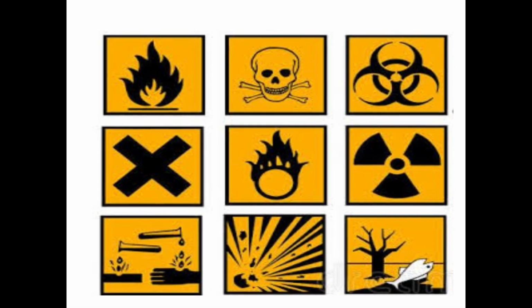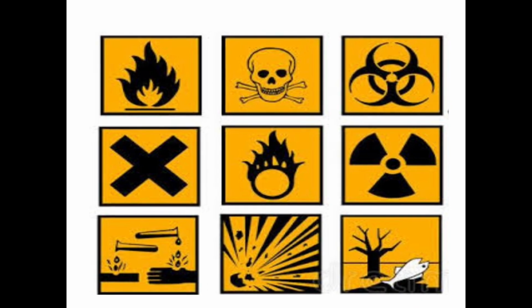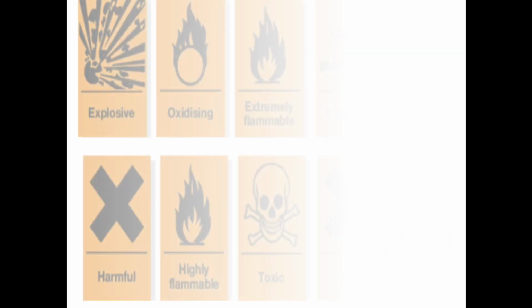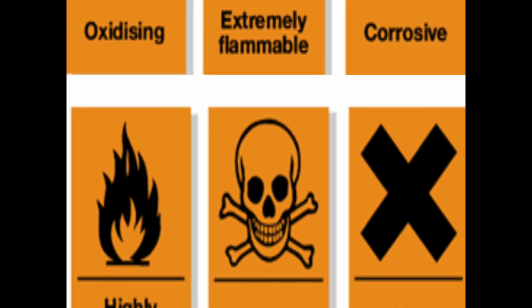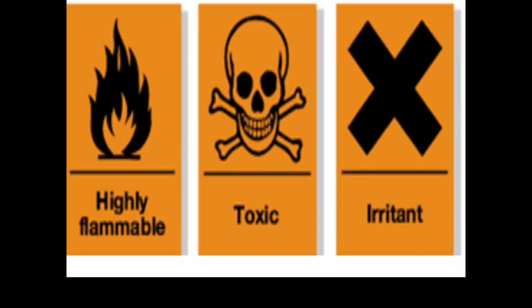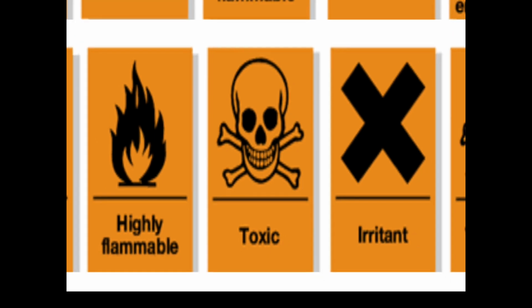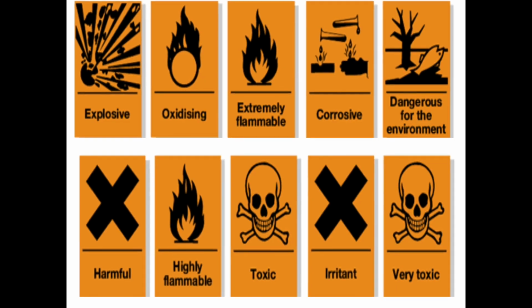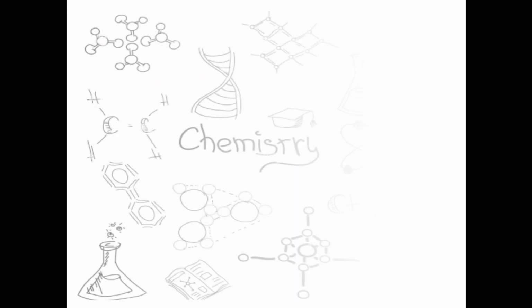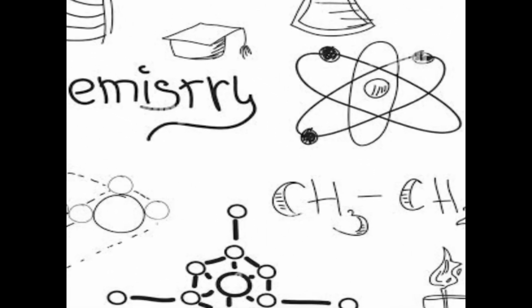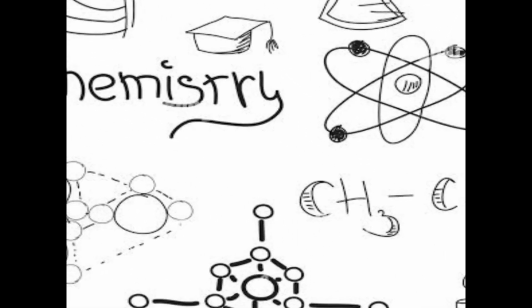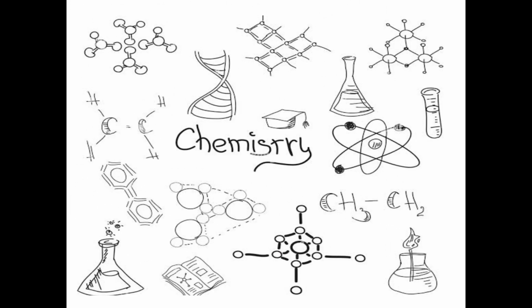What can you see in the picture? Some symbols we can see that are indicating some explosive agents, some oxidizing agents or toxic agents. So all these are symbols, right? In chemistry also we have some symbols, that is the indications how we can learn about the chemical compounds.